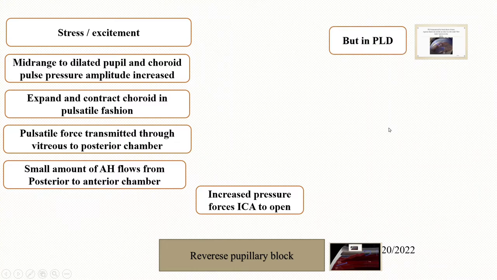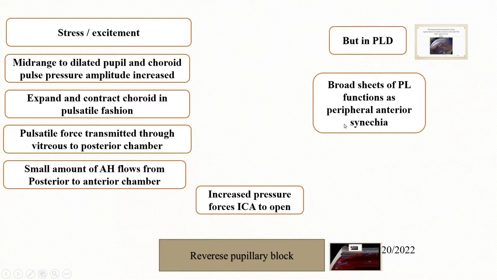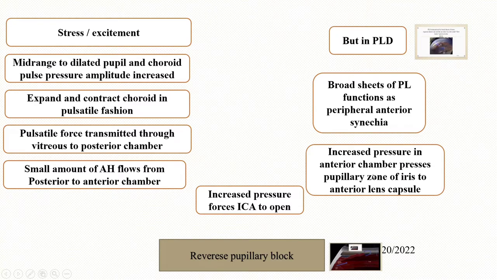But if you see in the case of pectinate ligament dysplasia, this pectinate ligament dysplasia is nothing but there are broad sheets of pectinate ligaments instead of narrow, slim sheets. So they act as a synechia, posterior peripheral anterior synechia. We know that synechia means the attachment of the iris towards the cornea. So there is a peripheral anterior synechia, so there will not be any passage of the aqueous humor from the anterior chamber to the outside of the eye.